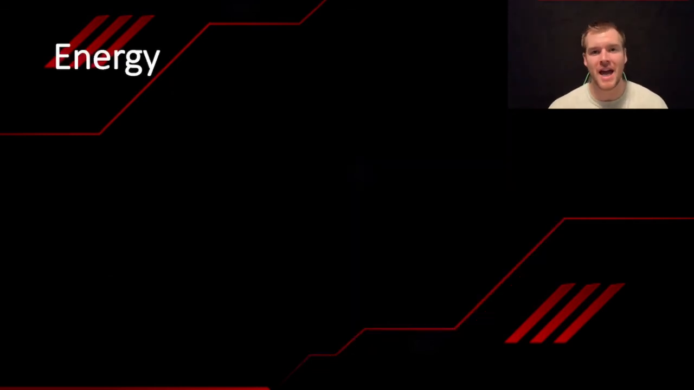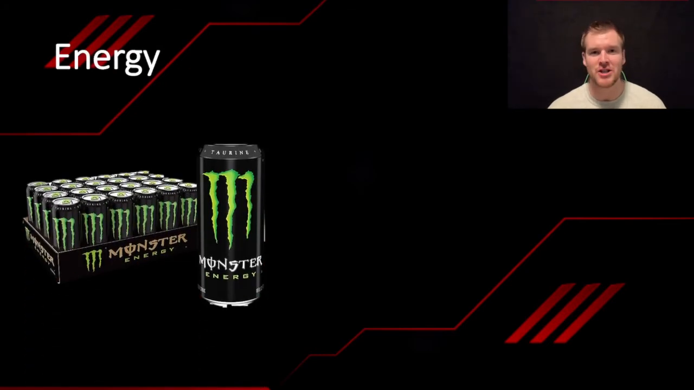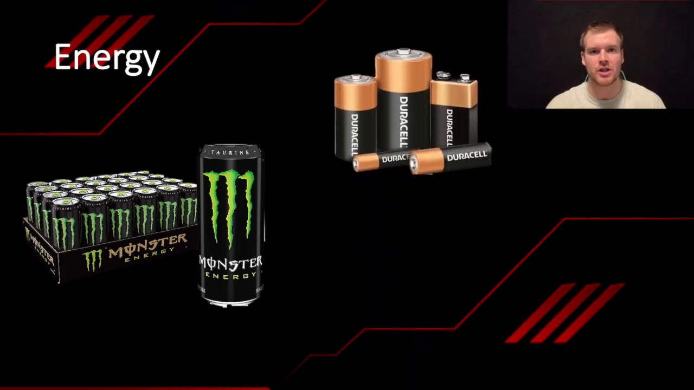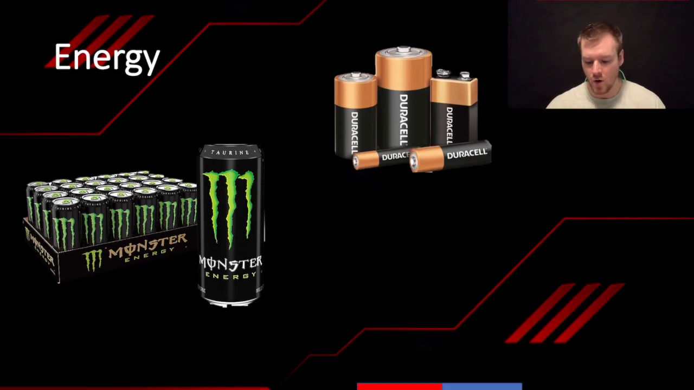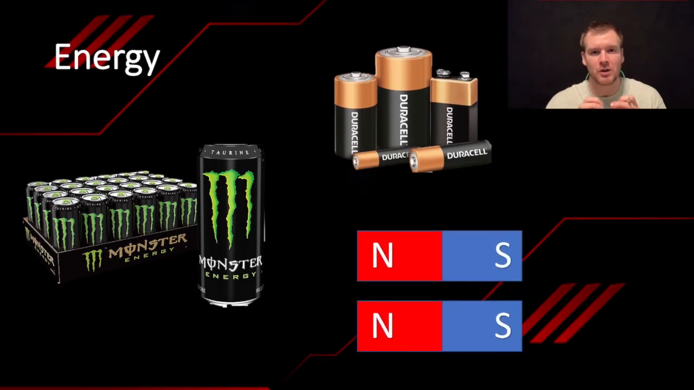Next, we're going to talk about energy. Chemicals have energy. Just like in an energy drink, that chemical has energy stored inside of it. You can't really see chemical energy just by looking at it, but think of it kind of like a battery that has energy stored inside of it that can do stuff. Or magnets, if you hold them close together, there's energy trying to push them apart. You can't necessarily see it, but there's energy there.